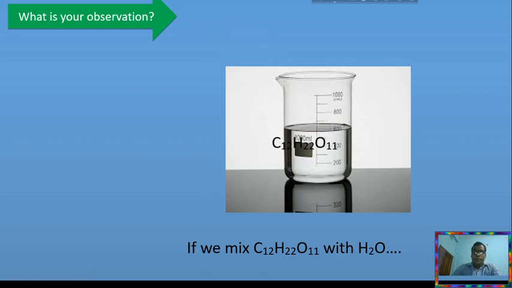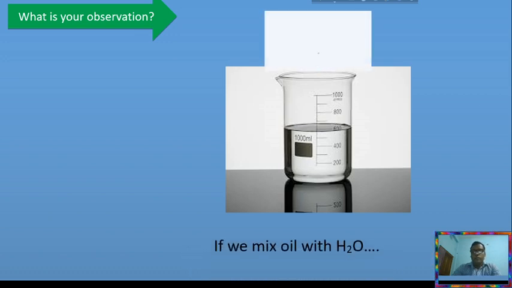If we mix oil with water, what will happen here? Oil will be unable to mix with this water. Okay, it will not mix with water.